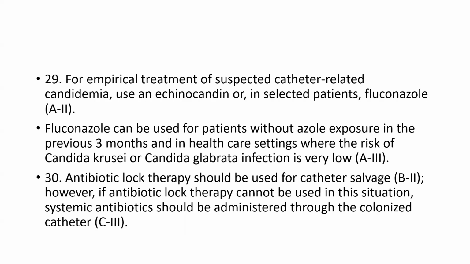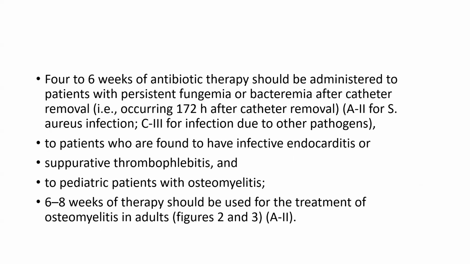For empirical treatment of suspected catheter-related candidemia, use echinocandins and, in selected cases, fluconazole. Fluconazole can be used for patients without azole exposure in the previous 3 months and in healthcare settings where the risk of Candida krusei and Candida glabrata infection is very low. Antibiotic lock therapy should be used for catheter salvage. However, if antibiotic lock therapy cannot be used in this situation, systemic antibiotics should be administered through the colonized catheter.